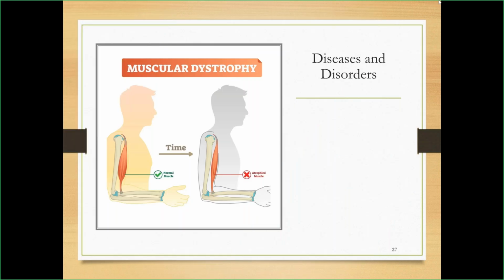Let's review some diseases and disorders related to the musculoskeletal system now. Myolysis is the degeneration of muscle tissue. Myopathy is any disease of the muscle, as shown in this picture. And myalgia is muscle pain.